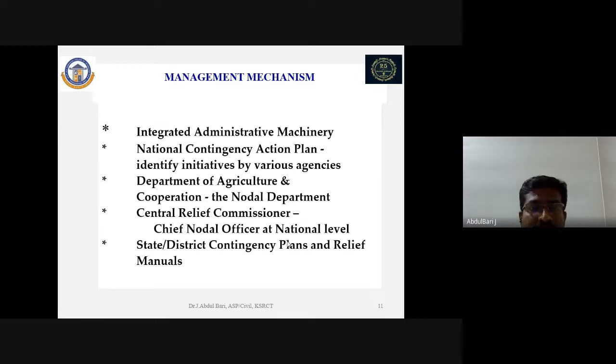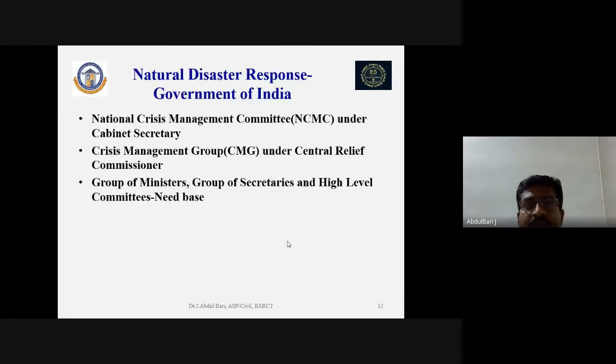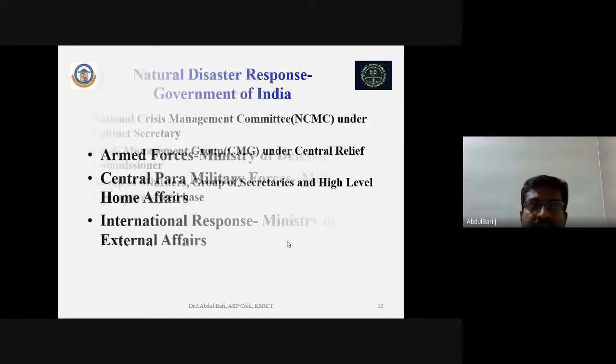the nodal department, and the central relief commissioner will be the chief nodal official at the national level, and the state or district contingency plans and relief manuals will be taken into account in the management activities. The national disaster response by the Government of India will be grouped into these categories: the National Crisis Management Committee (NCMC) under the Cabinet Secretary, and the Crisis Management Group, that is CMG, under the Central Relief Commissioner, and a group of ministers or group of secretaries and high-level commissioners, on a need basis for the particular type of disaster, will be taken care of by the Government of India.